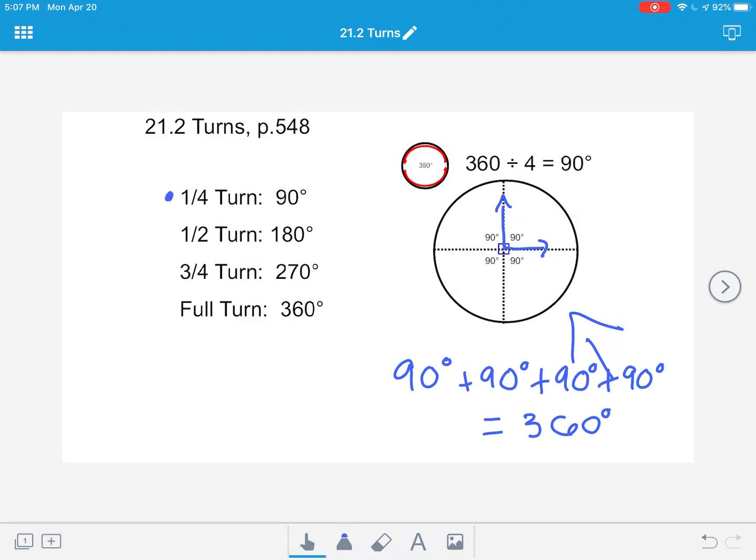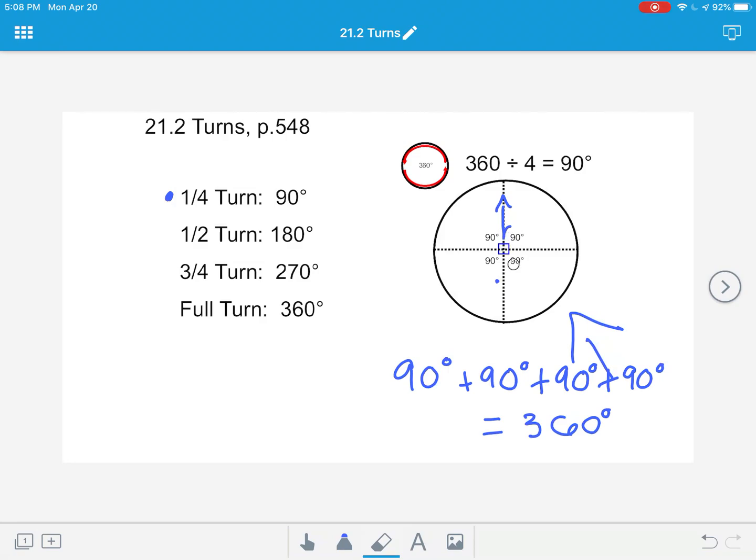A half turn would be having one arrow on the clock pointing up at the 12 and the other pointing down at the 6. That's called a half turn because we've gone halfway around the circle from the starting point. That measures 90 degrees plus another 90 degrees, which equals 180 degrees in total. That's called a half turn.